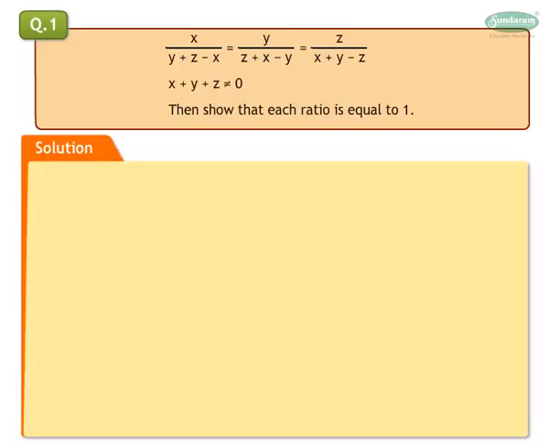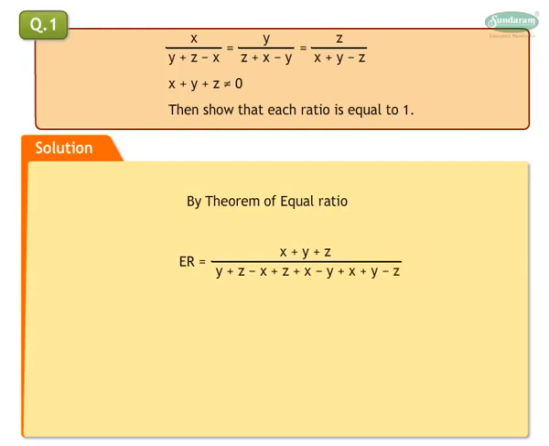Solution. We directly apply the theorem of equal ratio, and say ER is equal to (x + y + z)/((y + z − x) + (z + x − y) + (x + y − z)). We now cancel plus x minus x, plus y minus y, plus z minus z. Hence our numerator is x + y + z upon x + y + z. This again cancels out. Hence ER is equal to 1.